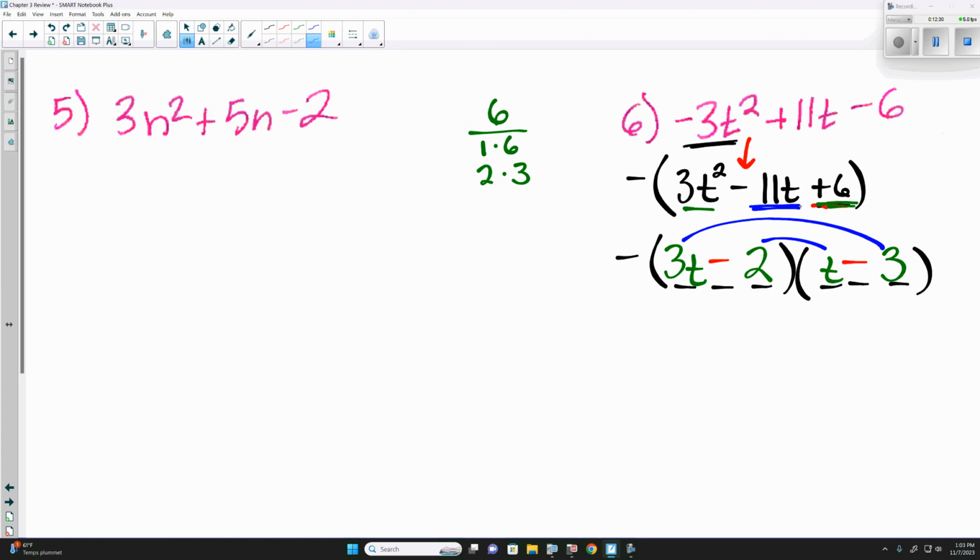The only one that does is these here when we check our middle term. 3t times negative 3 is negative 9t. Negative 2 times t is negative 2t. And this gives us negative, not 7, negative 11t. Is that what we wanted? Yeah.